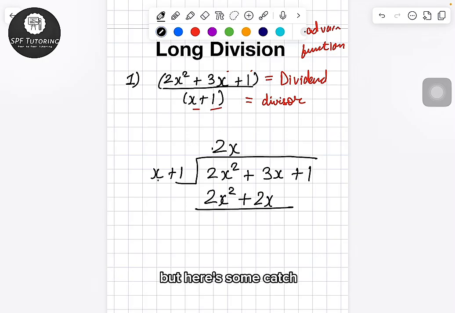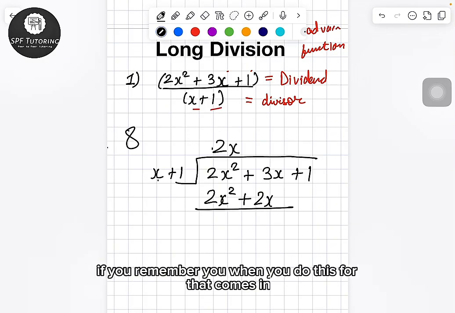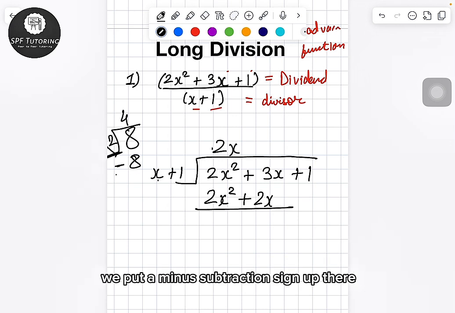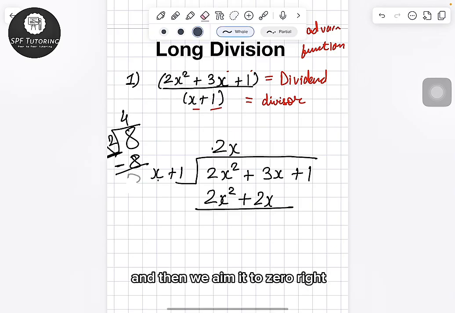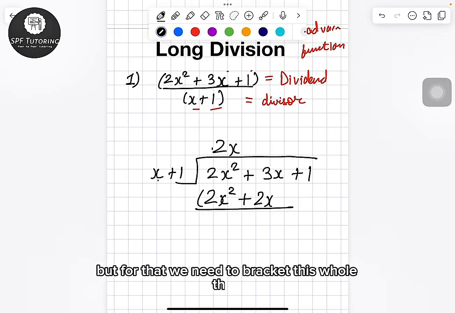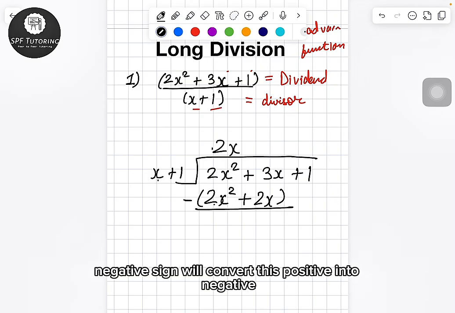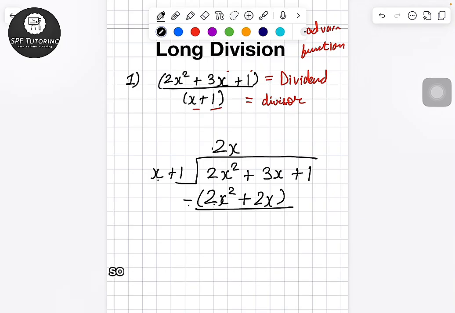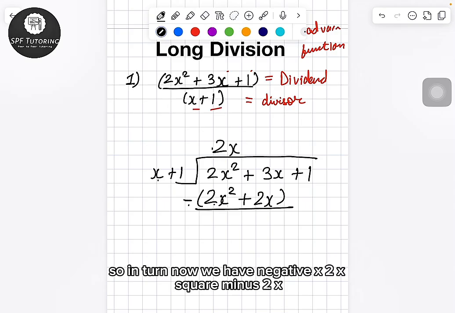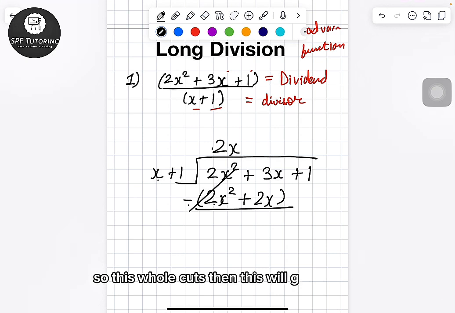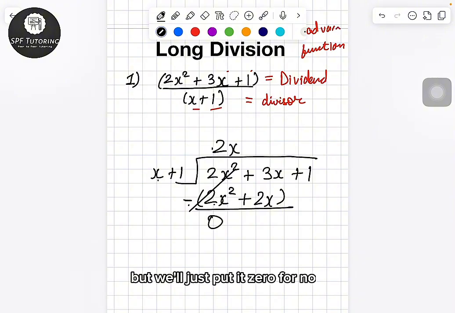But here's the catch. If you remember, when you do 4 times 2 to get 8, we put a subtraction sign there, and we aim to get 0. The same thing goes up here, but for that, we need to bracket this whole thing and put a negative sign. The negative sign converts this positive into negative, and this positive also into negative. So now we have negative 2x squared minus 2x. This is negative and this is positive, so this whole thing cancels and goes to 0. You really don't need to put 0, but we'll put it for now.